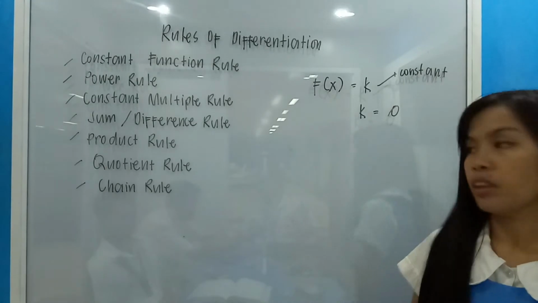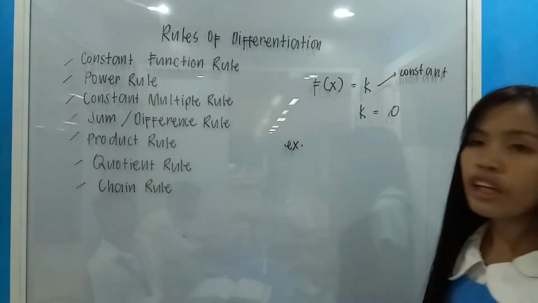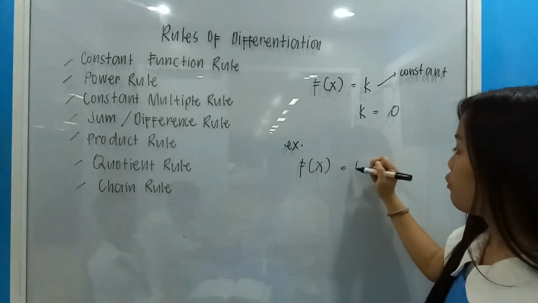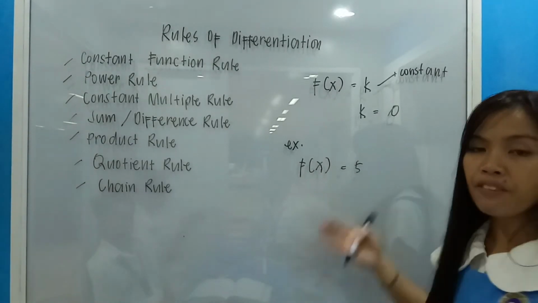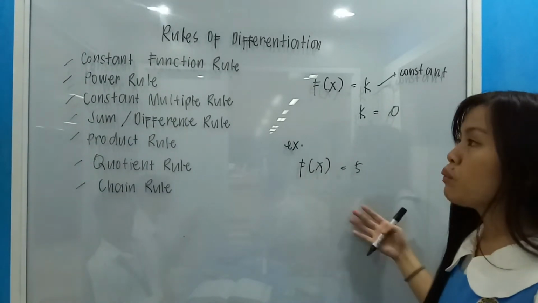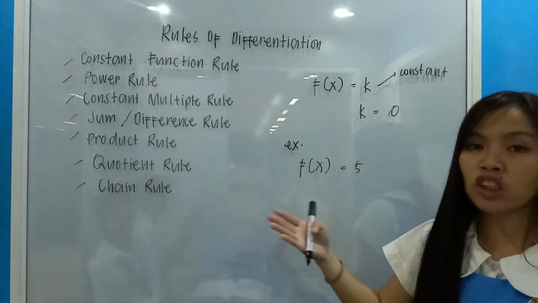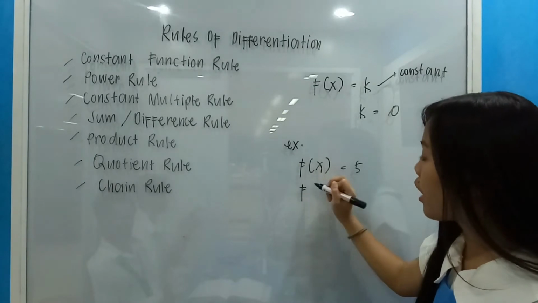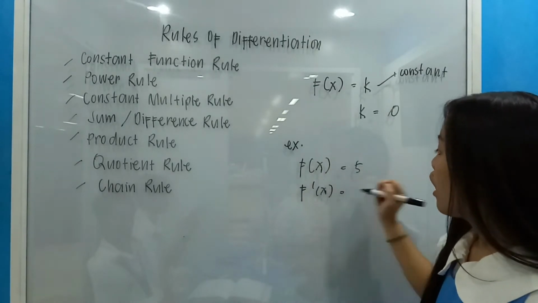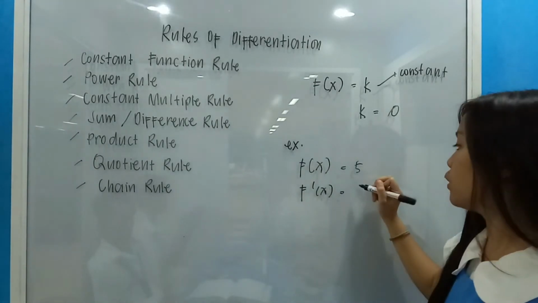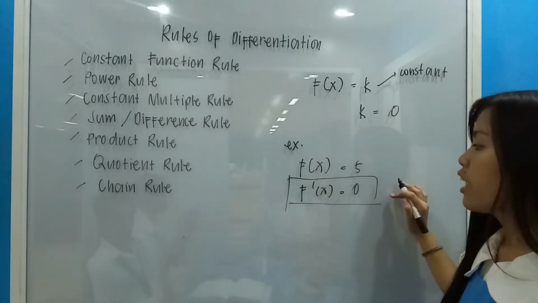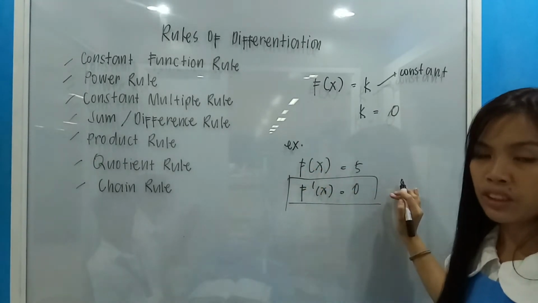Let's take this example. We are given the function f of x equals 5. In finding the derivative of this equation, we must apply the constant function rule because we are given a constant. The derivative of the constant 5 is always equal to 0. Therefore, the derivative of this equation is f prime of x equals 0.